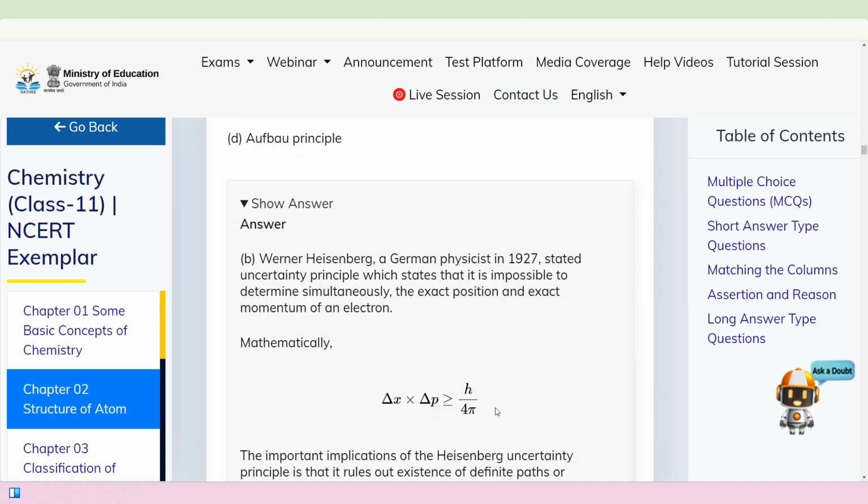Here delta x represents the uncertainty in position, whereas delta p gives you the uncertainty in momentum, and their product is always greater than or equal to h by 4 pi. Clear? Okay, so since exact position and momentum cannot be defined, hence the idea of a perfect trajectory is ruled out. Clear? Okay. Now moving on to the next question.